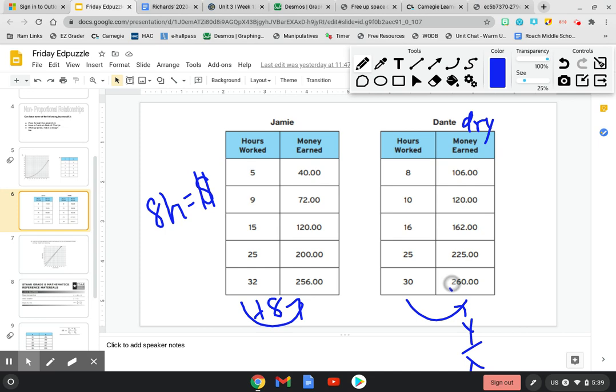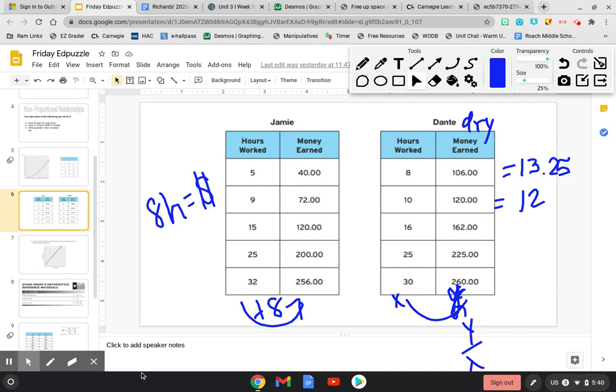This one's my y. This one's my x. Let me make the y a little better. So this one would be 106 over 8, which if I put it in my calculator, it looks like this. This one's 120 over 10, which if I put it in my calculator, it looks like 12. Dante's is not proportional because it didn't divide out to be the same thing. It's not a constant, okay? Not a constant. It doesn't have the same slope.